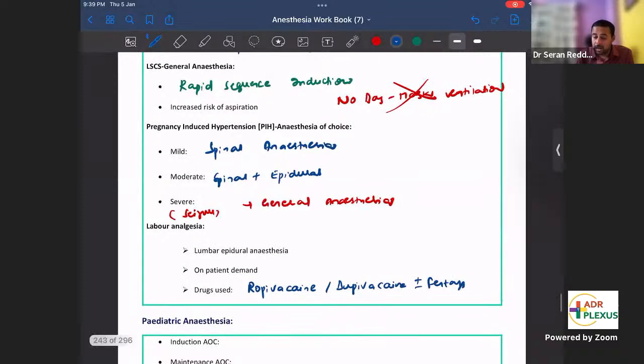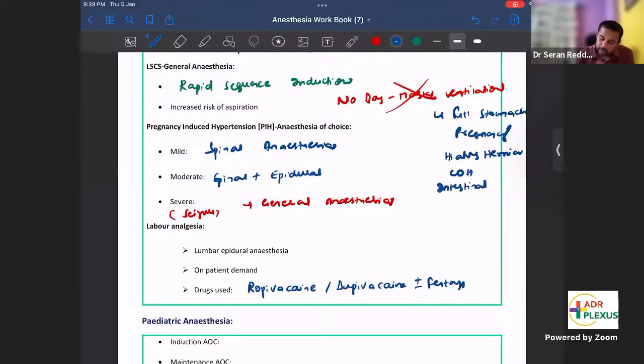So, the bag mask ventilation contraindications: full stomach, pregnancy, hiatus hernia, congenital diaphragmatic hernia, intestinal obstruction, tracheoesophageal fistula, and meconium aspiration syndrome.